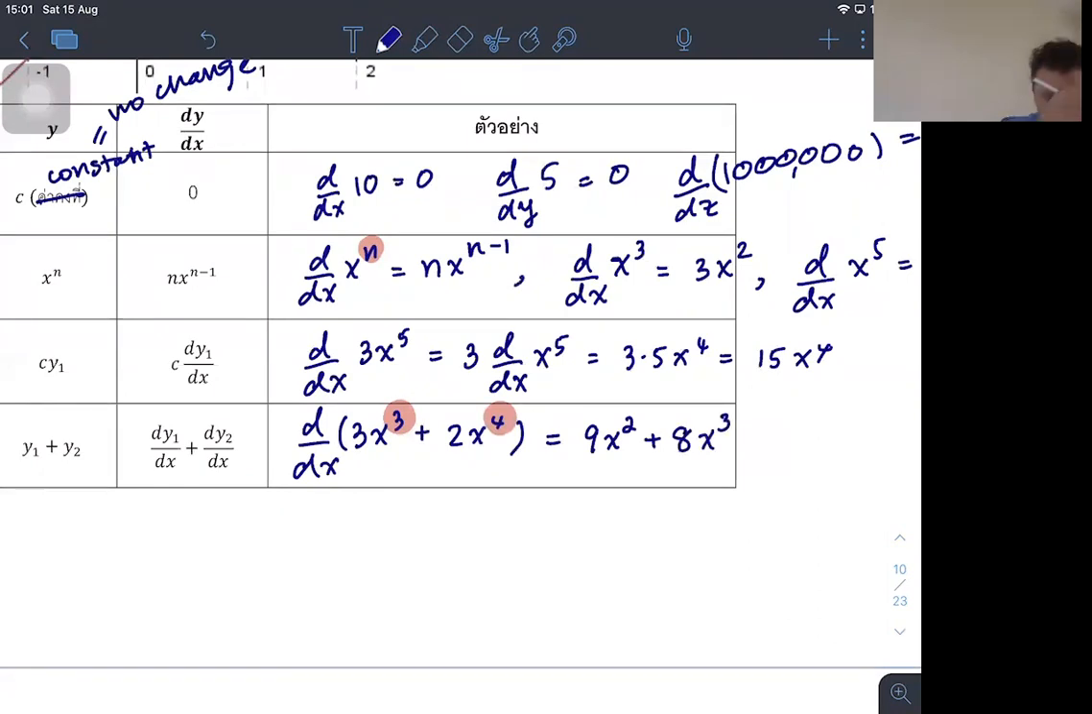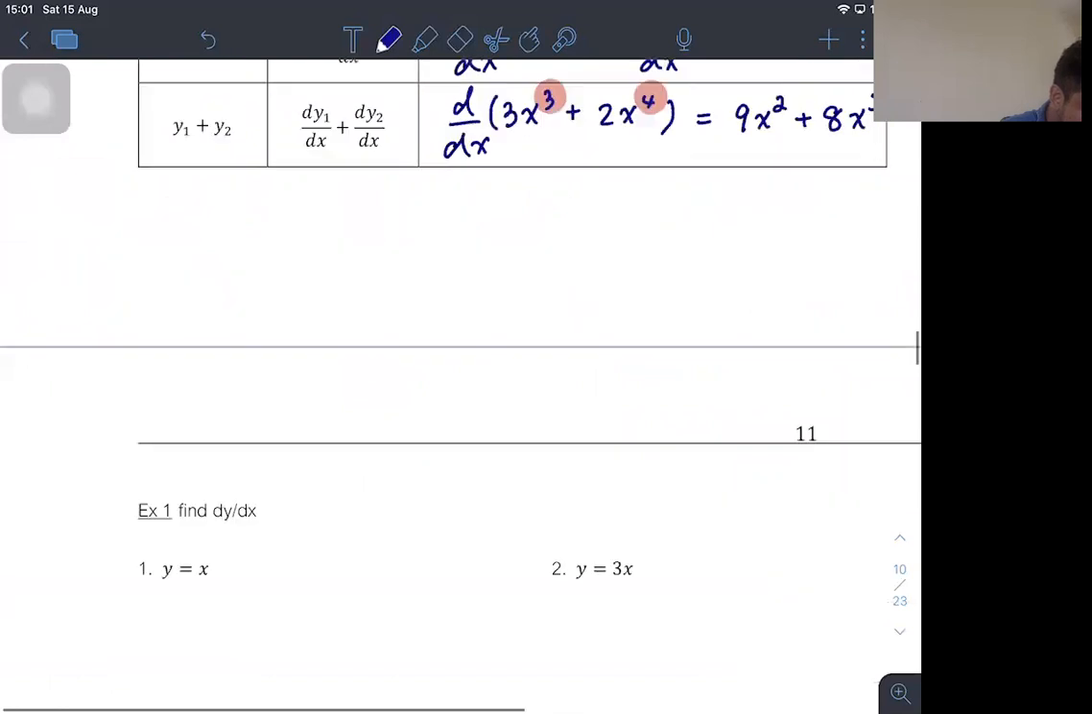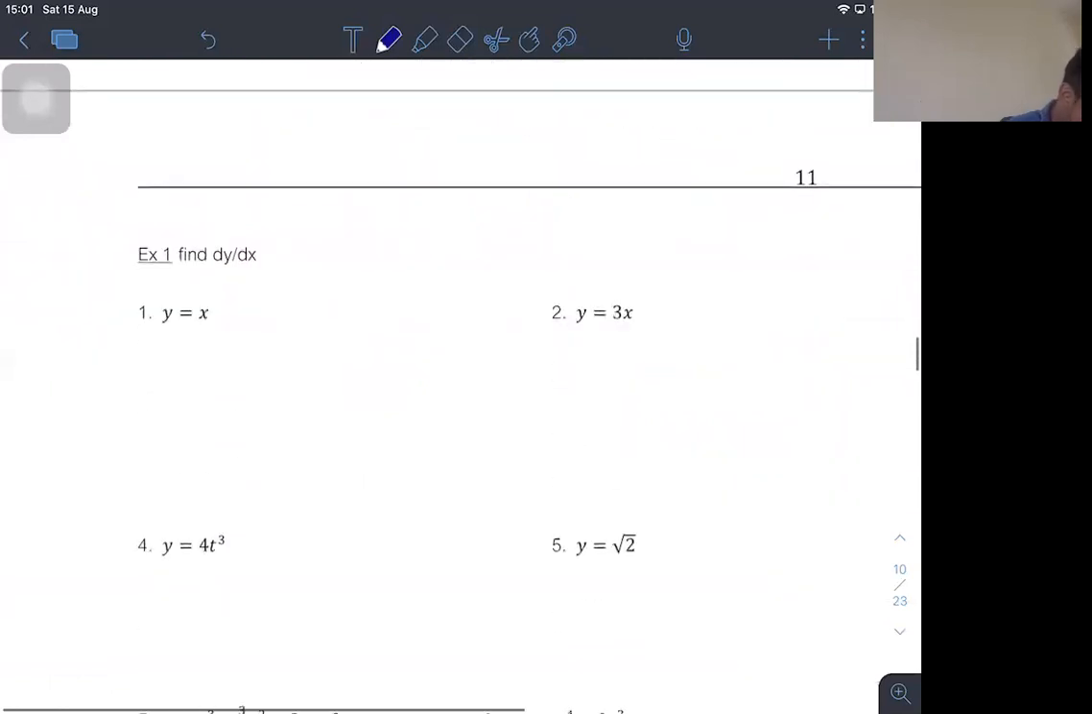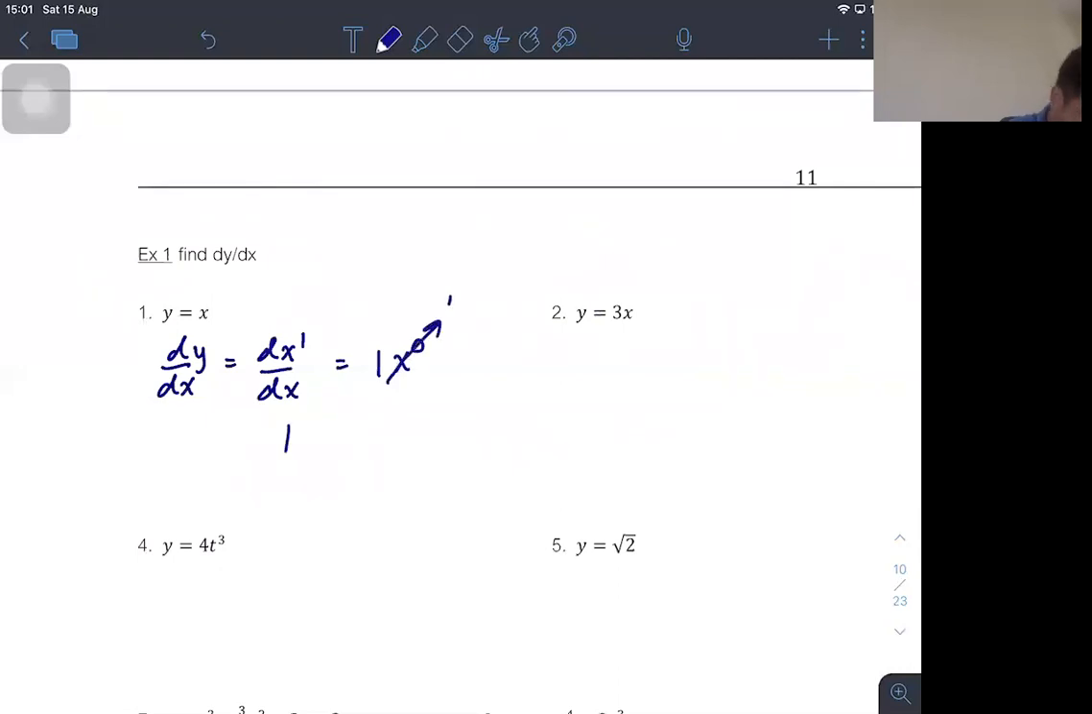Okay, so let's work out more examples. You have y equal to x, and you do dy by dx, which is dx by dx. And x here is actually x to the power 1, and I bring 1 down, and the x here becomes x to the 0, and x to the 0 is 1. So you have 1 for this.